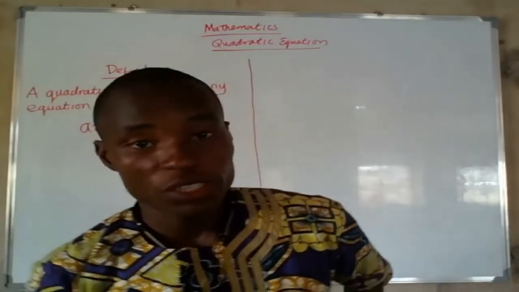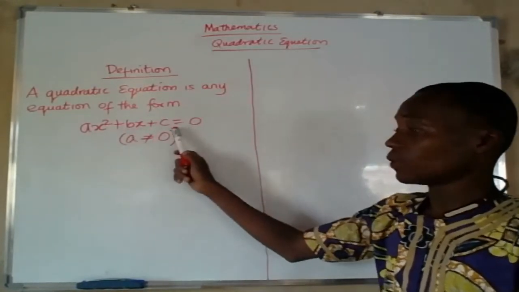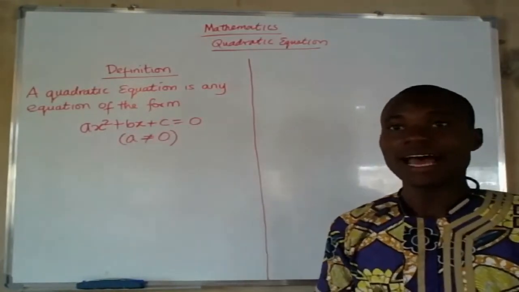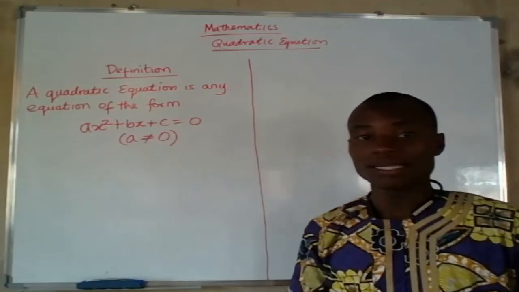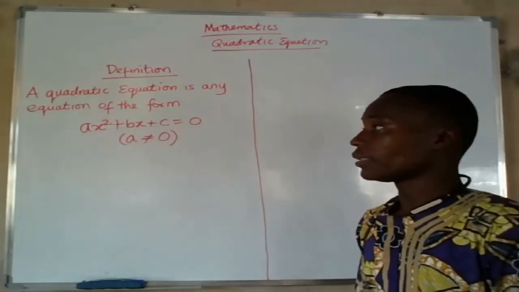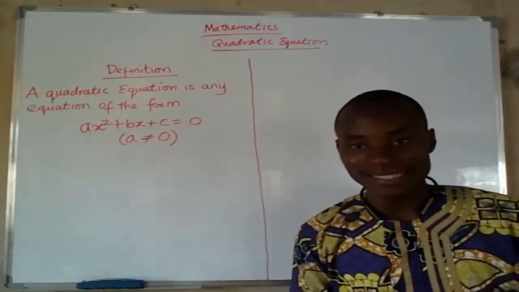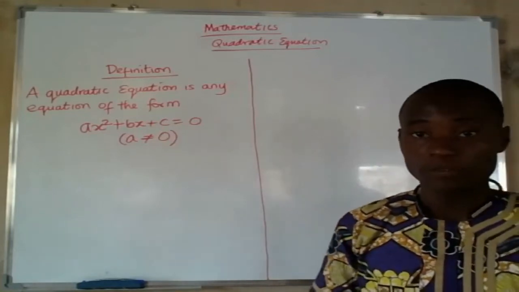So a quadratic equation is any equation that has this particular form: ax squared plus bx plus c. Clearly, as you can see, the highest power of a quadratic equation is x squared. a, b, and c are constants. They are numbers. They stand in for different numbers.